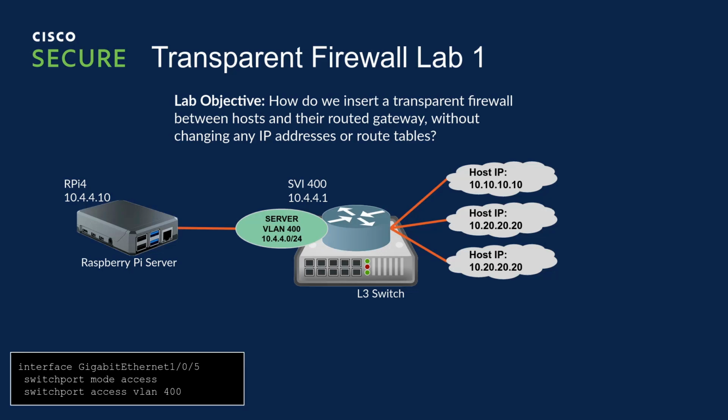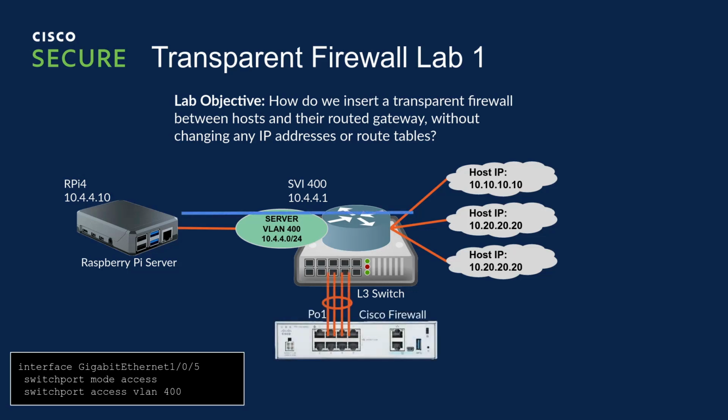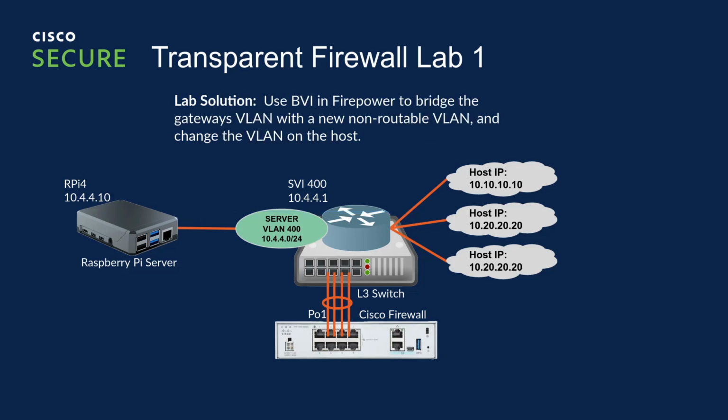default gateway. So how do we insert a firewall between the server and its own SVI, without actually unplugging the server and jamming a firewall in between? So we're going to do this creatively with a transparent mode firewall, and we're going to configure the switch ports and the firewall ports to be in a port channel. This will be a trunked port channel, so we'll have sub-interfaces on the firewall, and we are going to leverage what's known as a bridged virtual interface, or BVI, and we're going to bridge multiple VLANs together.